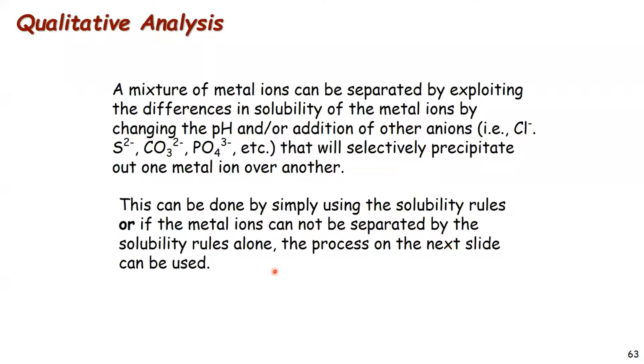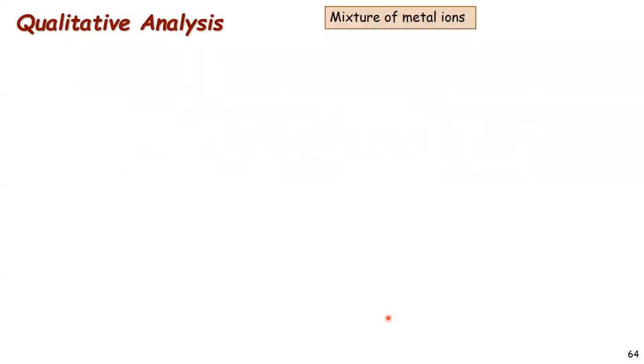Okay, so this can be done by simply using the solubility rules again, or we could use a much more specific set of rules, as we're going to see. This technique is called qualitative analysis. Qualitative meaning all we're doing is figuring out what the species are, not the concentrations. So let's say we have a mixture of metal ions and we want to separate these metal ions.